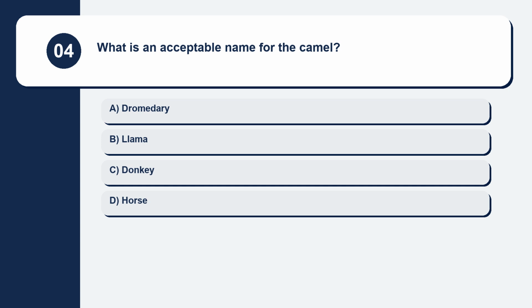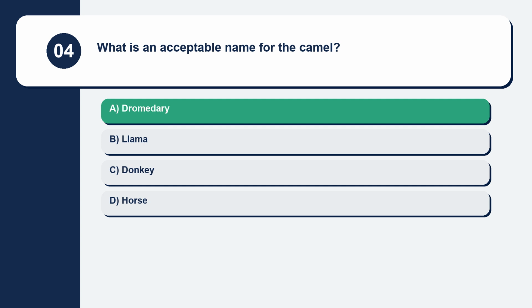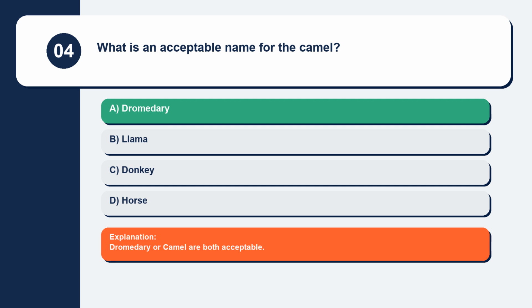Question 4. What is an acceptable name for the camel? Dromedary. Llama. Donkey. Horse. Dromedary or camel are both acceptable.